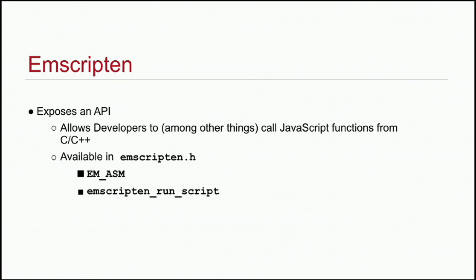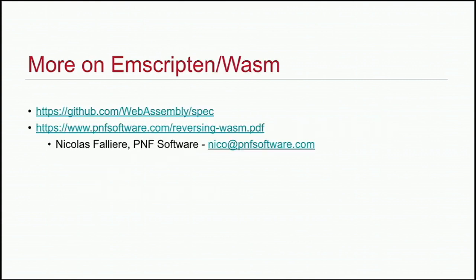There's a whole bunch of other things that Emscripten adds as well, but the only things that we're going to talk about here are these two things called EM_ASM and emscripten_run_script. Those are two different ways. They're slightly different, but the idea is that you can use those to run arbitrary JavaScript from inside Wasm. That's going to be really important later for some of the tricks we're going to do.